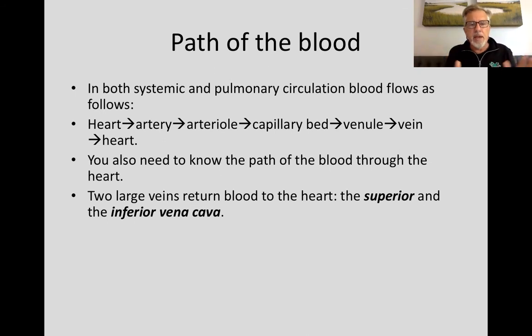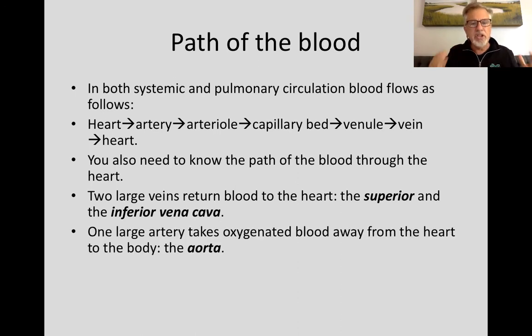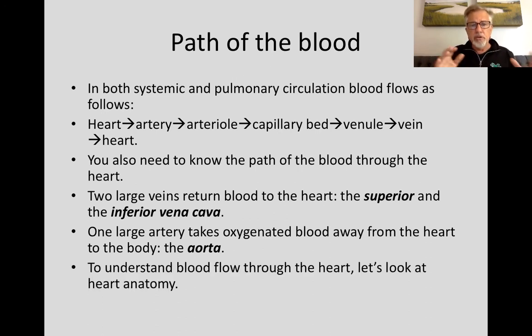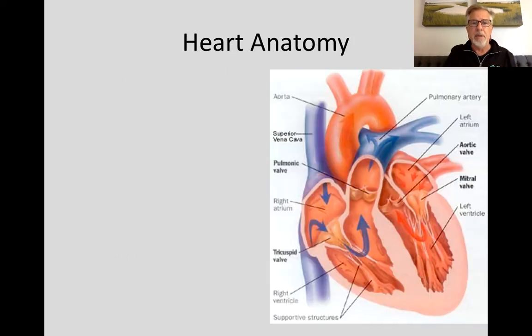Two large veins return blood to the heart. They're known as the superior and the inferior vena cava. And there is a single large artery that takes oxygenated blood away from the heart. That's called the aorta. To understand blood flow through the heart, we need to first look at heart anatomy.